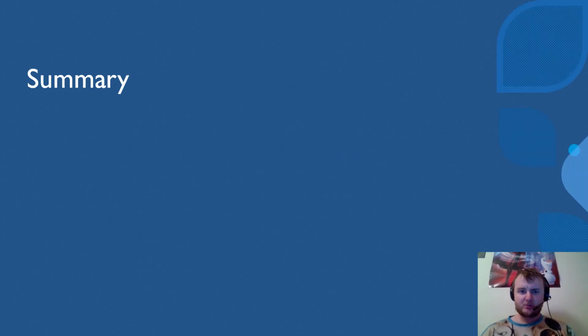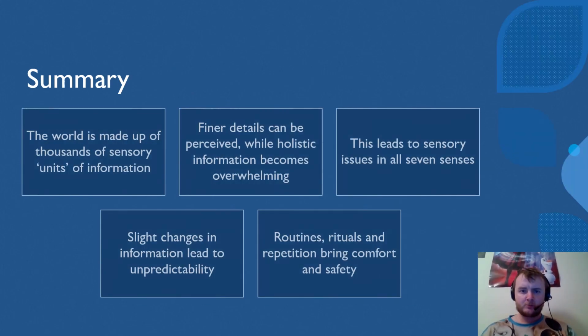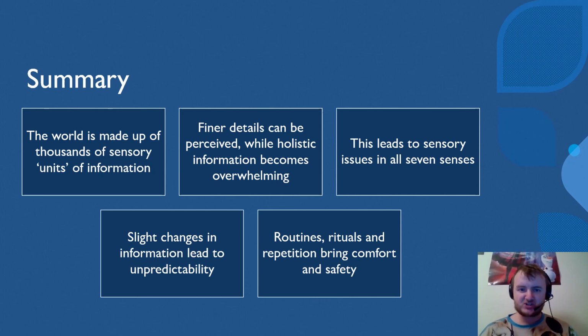A quick summary slide for you now. So to start with, our world is made up of thousands of these sensory inputs, which I call units of sensory information. It is often harder to see everything from a wider picture, as all this information at once is overwhelming. It is far better to process information in small units one at a time, which is why so many of us need time to process a new situation that we encounter.